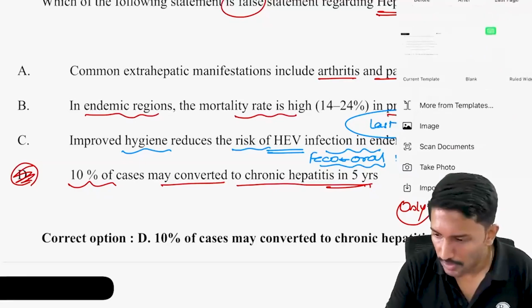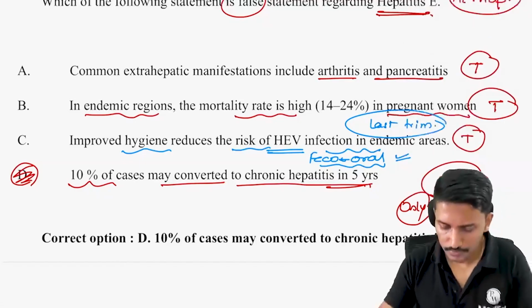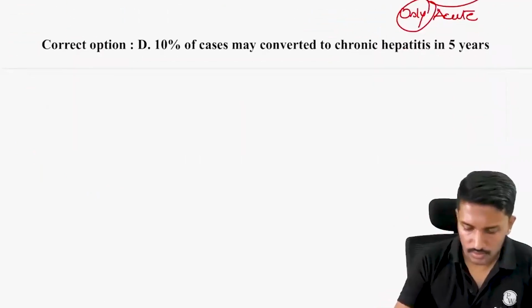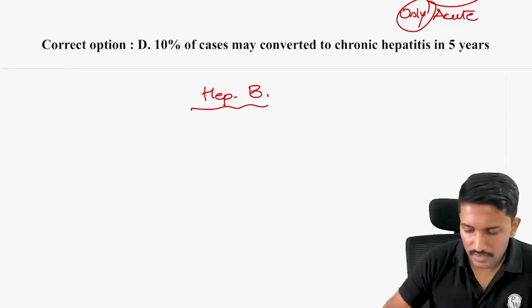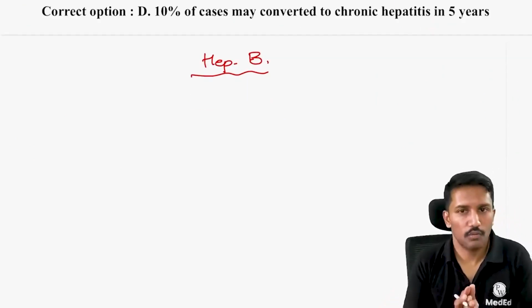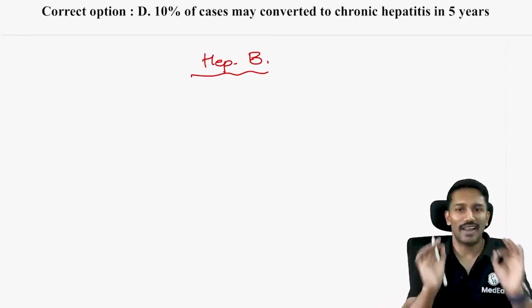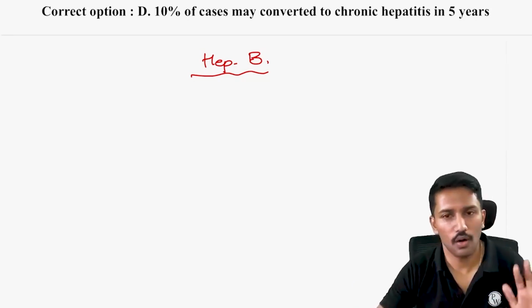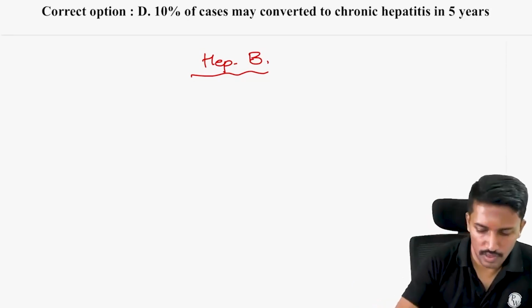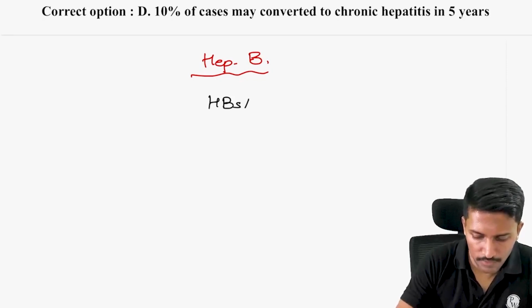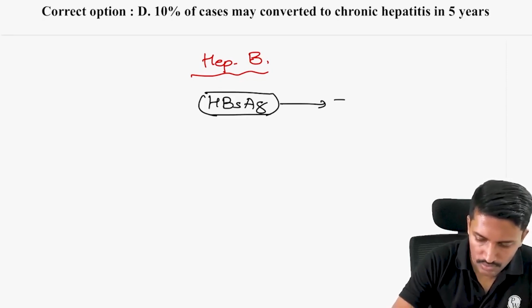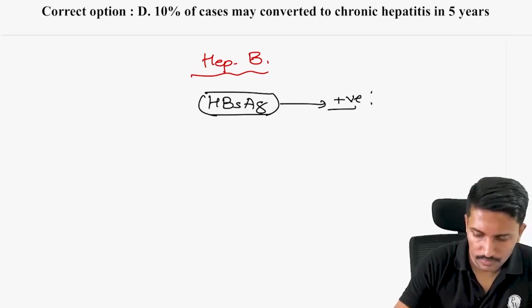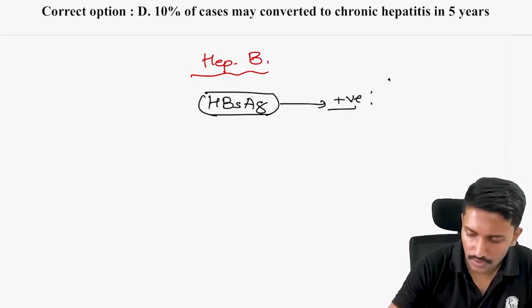Okay, hepatitis B antibodies. Let me put a small scenario. Now, for hepatitis B, there are a few antibodies. The first thing is whether the patient right now has an infection or not, right? How do I recognize that? That is with the help of hepatitis B surface antigen. If I have the surface antigen positive, that means there is an infection present.